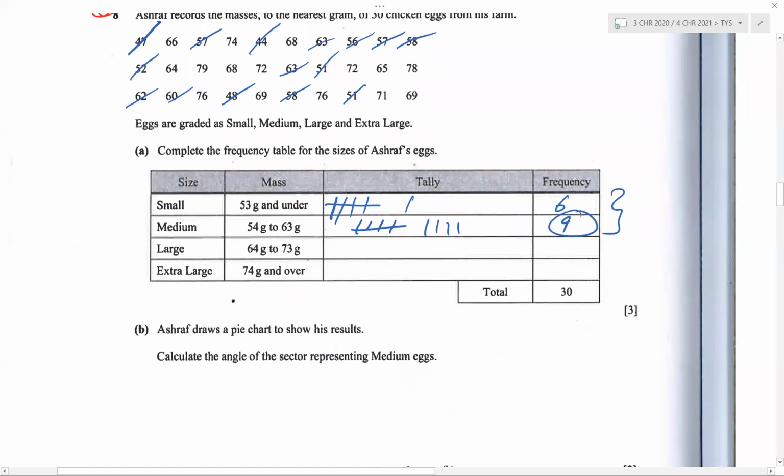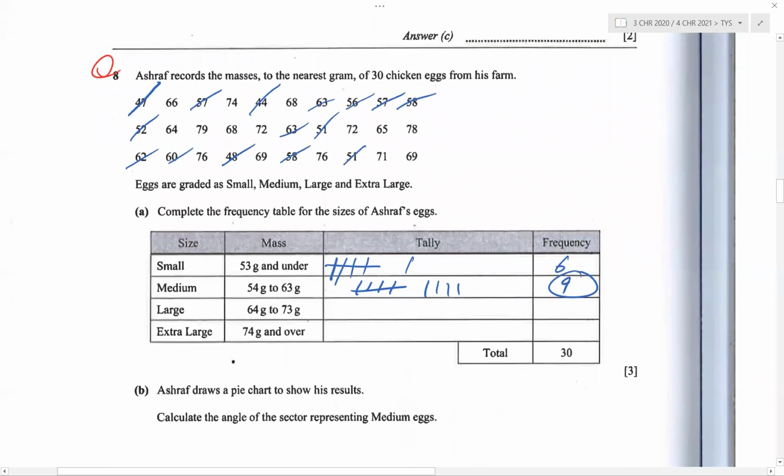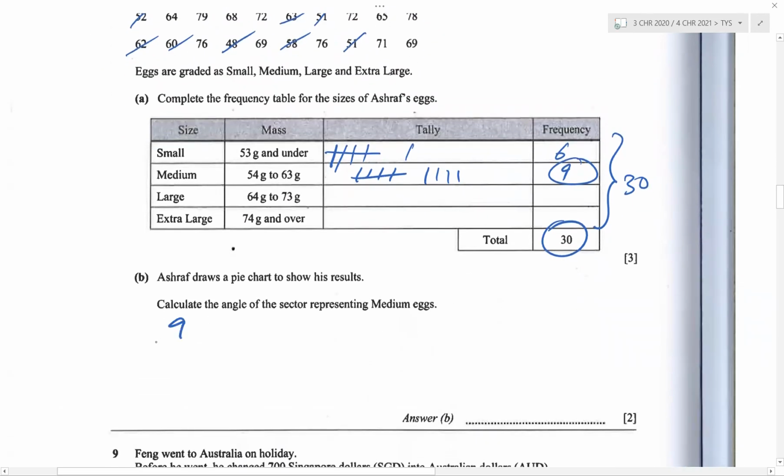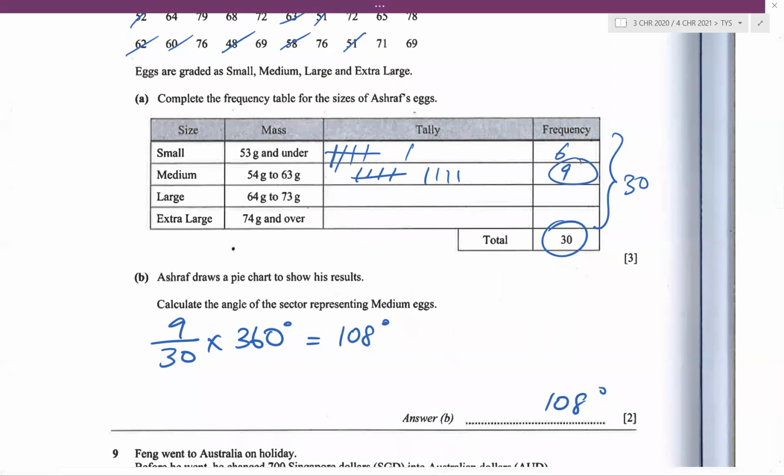Medium X, 9. 9 out of how many? Total, we have 30. So the angle will be 9 out of 30 times 360. That is one presentation. Okay, let's find out the value. 9 divided by 30, times 360. So 108. This is one presentation.